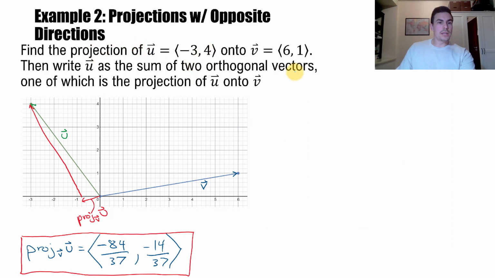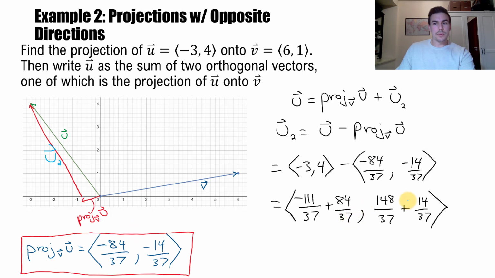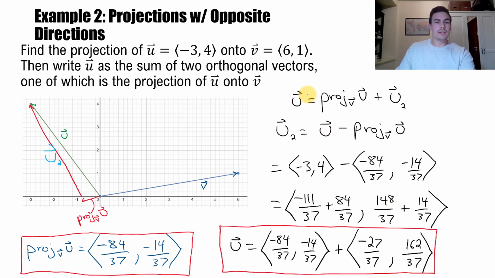Now we just need to write u as the sum of two orthogonal vectors. So again, we're going to have u is equal to the projection of u onto v plus u2, and u2 is just going to be this vector component right here. That's u2. That's this sort of larger vector component right here. And again, we just need to find out what u2 is first. So that's going to be u minus our projection vector of u onto v, which we already found. So we can go ahead and do that vector operation. And when we write vector u as the sum of these two vectors, that looks just like this.